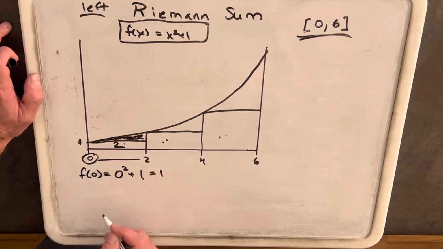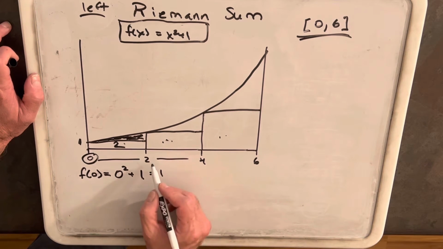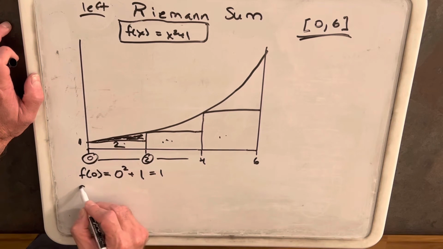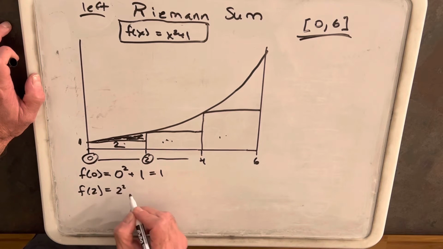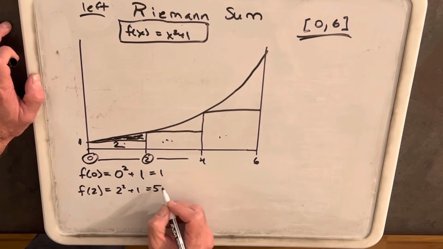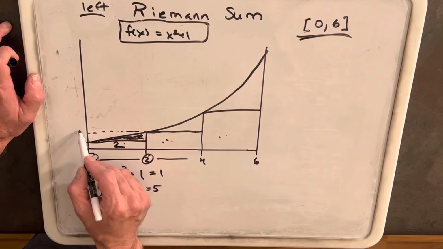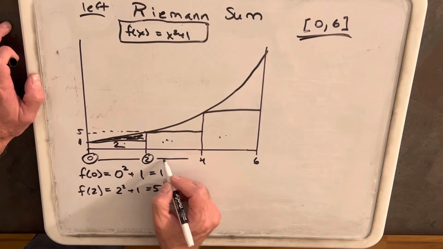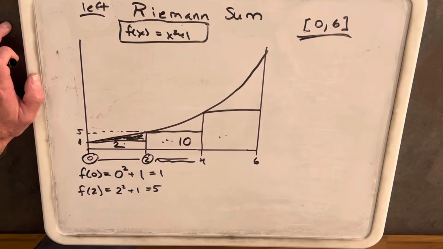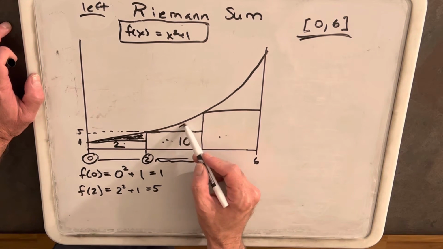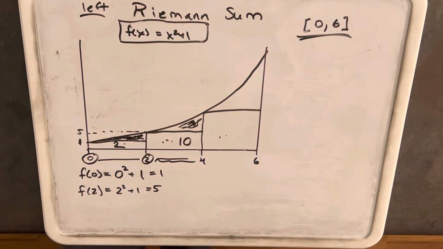So then the next rectangle is going to be from 2 to 4. So we're going to calculate it from the left endpoint, 2. So f of 2 is going to be 2 squared plus 1 equals 5. So we're saying this height right here is going to be 5. So this is 2 wide and the height's 5. So this area is going to be 10 for this rectangle. Again, underestimate, definitely not too bad, but it's still clearly underestimating.